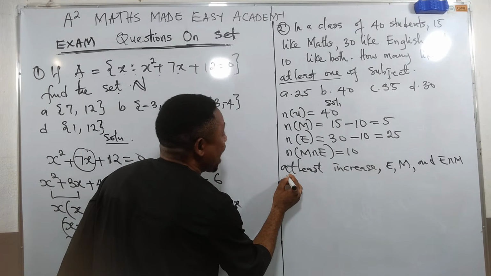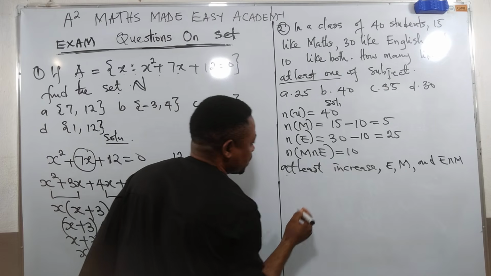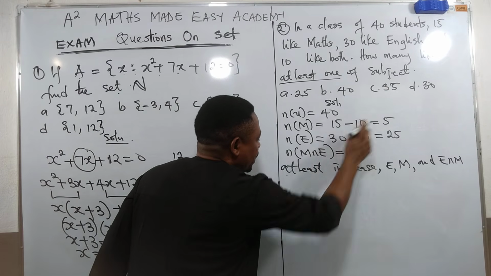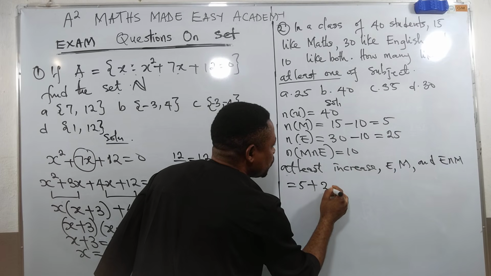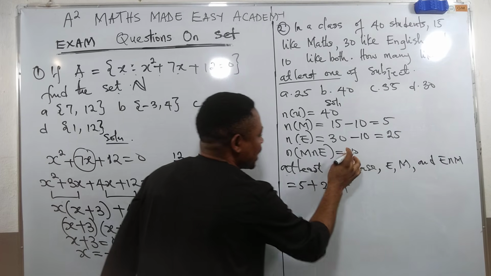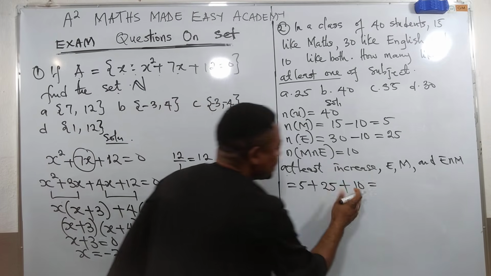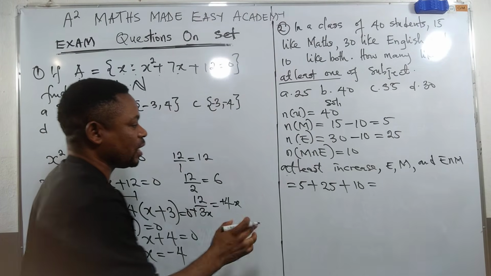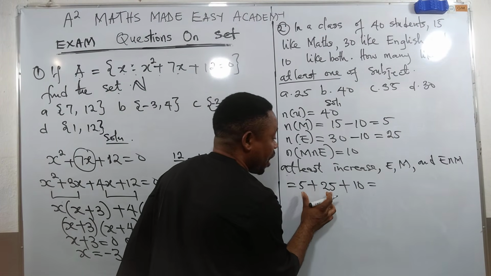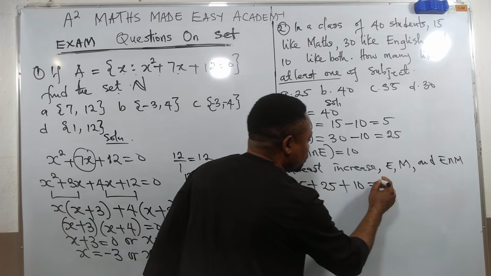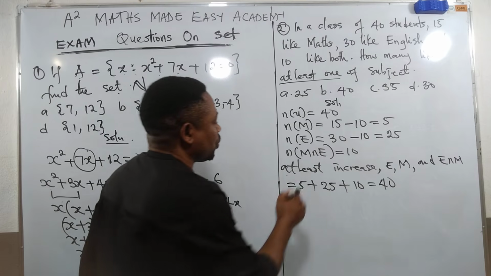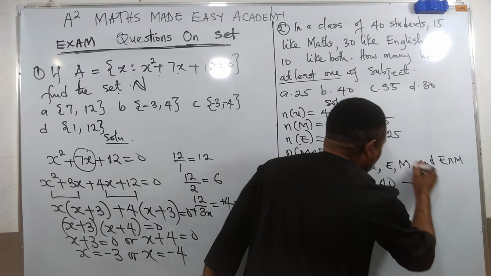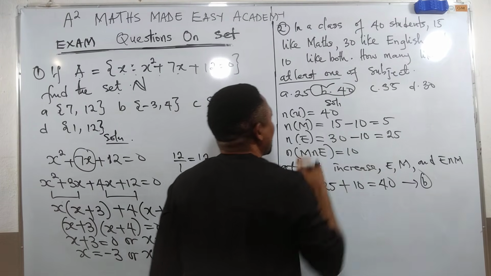Now the people that have at least one subject is now maths only is what? 5. Are you there? Then English only is what? 25. Finally, the intersection is what? 10. Anything that you get there, that is the final answer. Yeah, let's observe. 5 plus 25 is what? 30. Plus 10 should give you what? 40. The answer is what? 40. Do you have 40 in the option? Wow, the correct answer there is option what? B, which is this very particular one.